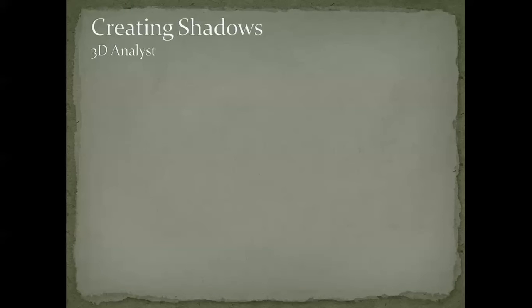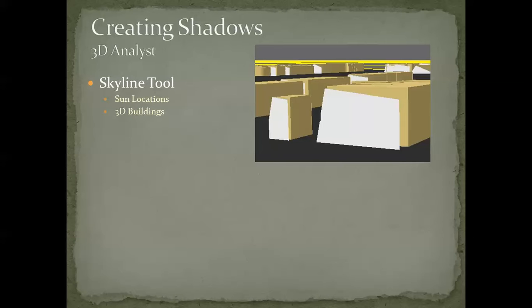So getting into creating shadows, and this was done using 3D Analyst. The first tool that we used was our skyline tool. And for that, we used our sun locations, or the observation points, relative to our buildings. And what that created was a shadow silhouette in relation to the building.